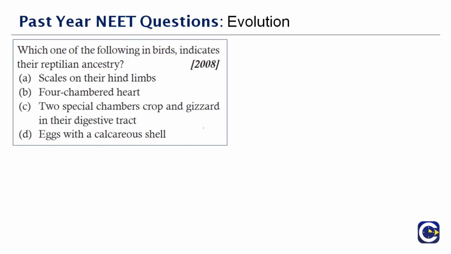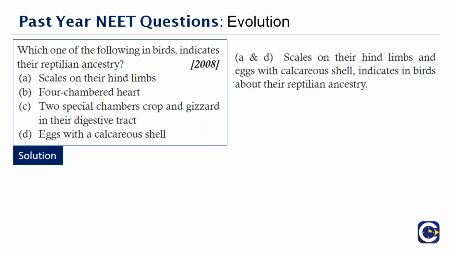Okay, now let's move to the next question here. Which one of the following in birds indicates their reptilian ancestry? We have to analyze the statements here. So what do you think will be the answer here? The answer is A and D: scales of their hind limbs and eggs with a callous shell. Scales of the hind limbs and the eggs with callous shells indicate in birds their reptilian ancestry. Therefore the right answer is option A and D.